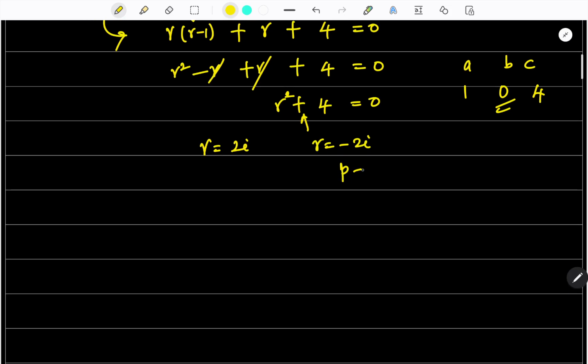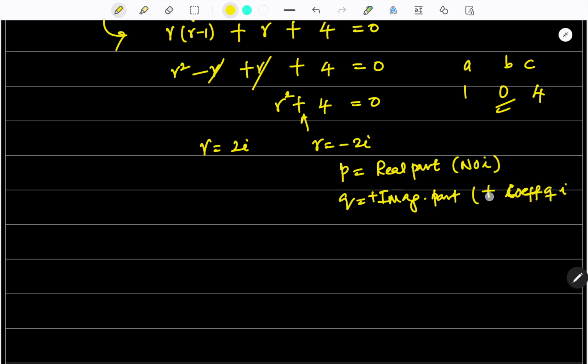So we need to get p and we need to get q. What is p? I said p is the real part. Real part means no i. Keep in your mind, I said positive imaginary part, which means the coefficient of i. Imaginary part means the coefficient of i, and that is the positive part. Right.